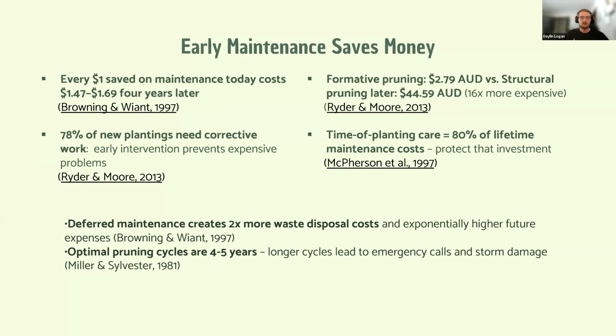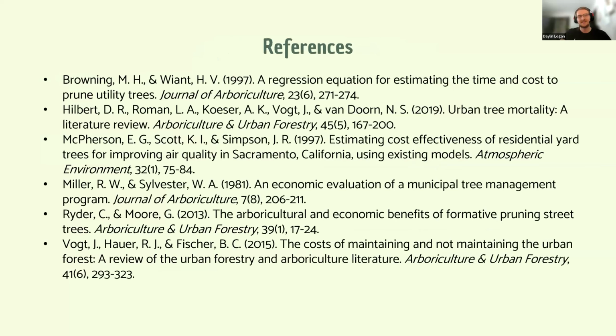Deferred maintenance actually creates about two times more waste disposal and costs, which means especially higher future expenses. Optimal pruning cycles are about 4 to 5 years for most trees. The longer cycles lead to emergency calls and storm damage, branches dropping because they're too heavy, power outages. We all know the issues.